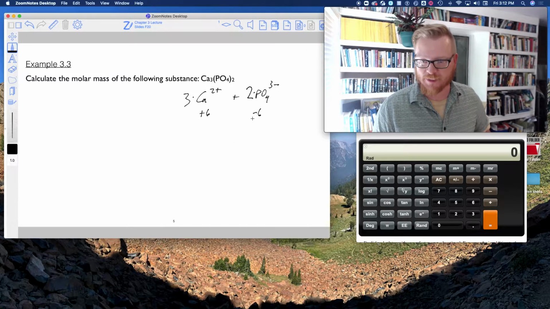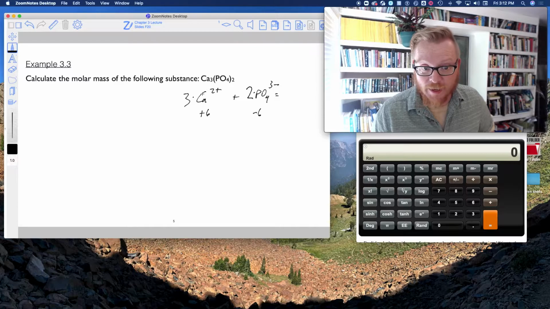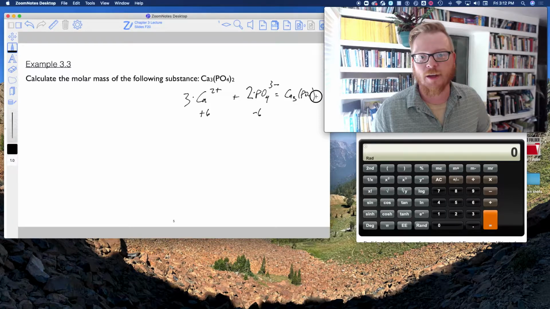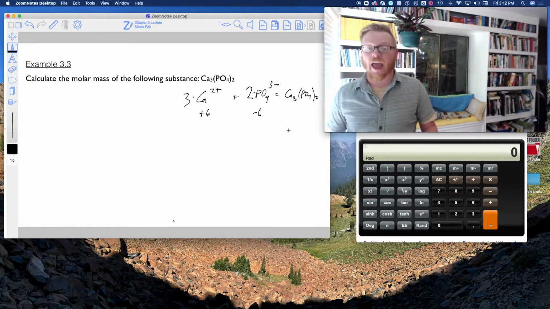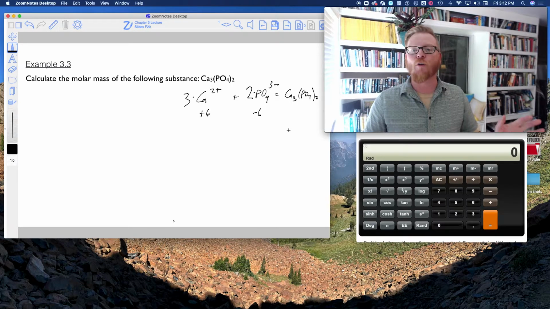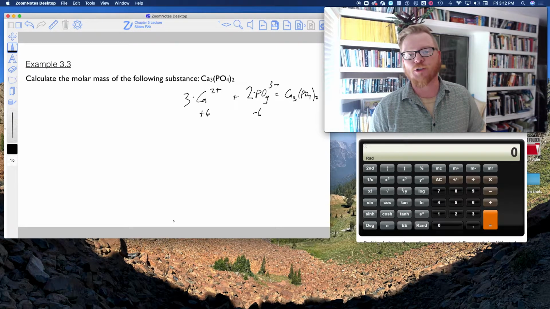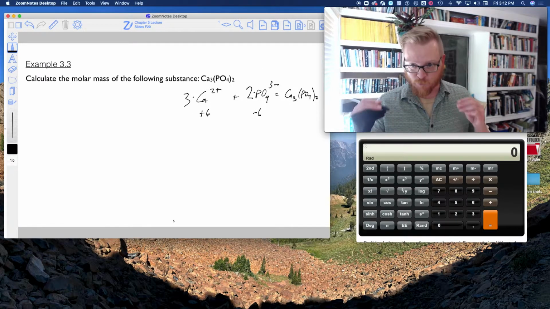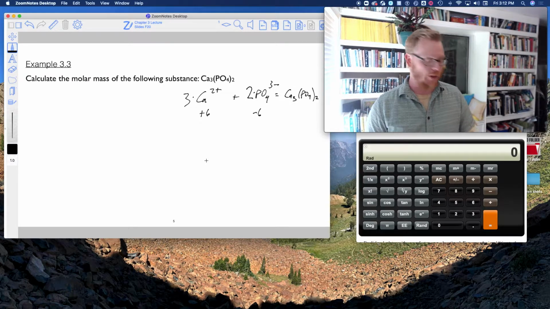The +6 balances the 6-, and thus my formula for calcium phosphate as a compound has 3 calciums, which means when I'm writing this as a formula, that 3 now has to become a subscript, because that tells me there's 3 calciums bonded to every 2 phosphates. Even though when I break this thing up, if I were to dissolve calcium phosphate, I would have 2 individual phosphate ions for every 3 individual calcium ions. Okay? So remember, respect the subscript. Remember what the subscript means and what it tells us.